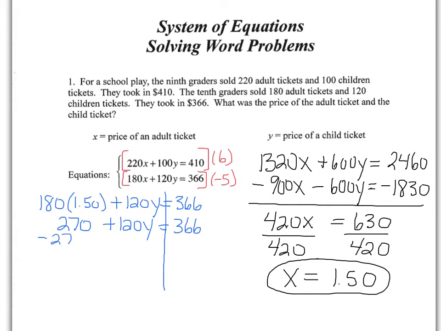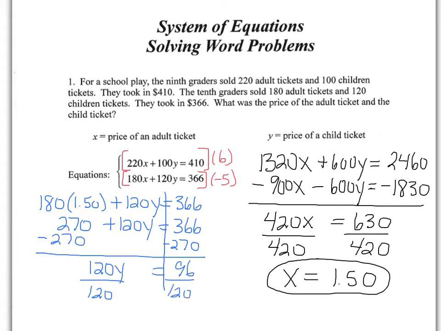I would have to subtract 270 from both sides. And when I subtract 270, I would have 120y equals, and if I take 366 minus 270, I get 96. And then if I divide both sides by 120, I would end up with y equals 0.80.